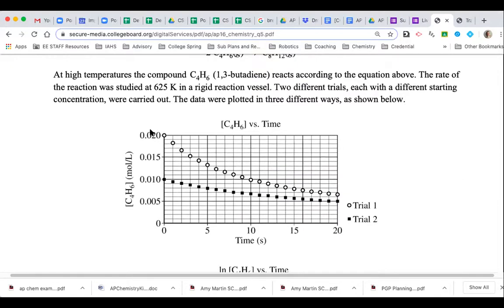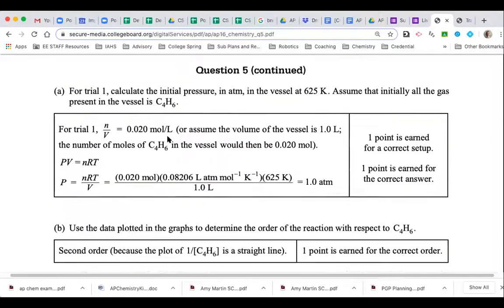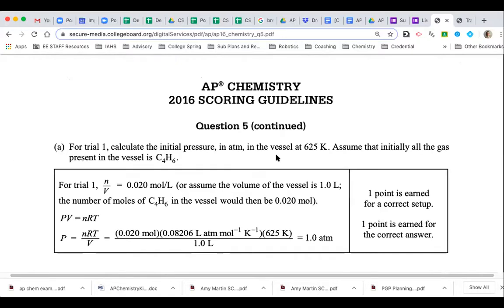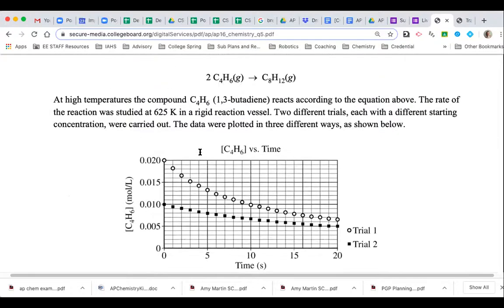Yeah, so there's just different ways. If they give you graphs, they might want you to get information out of it. Like they tell you to calculate the initial pressure in atmospheres in the vessel. So initial pressure, that's at the very beginning. What's the pressure at the very beginning?